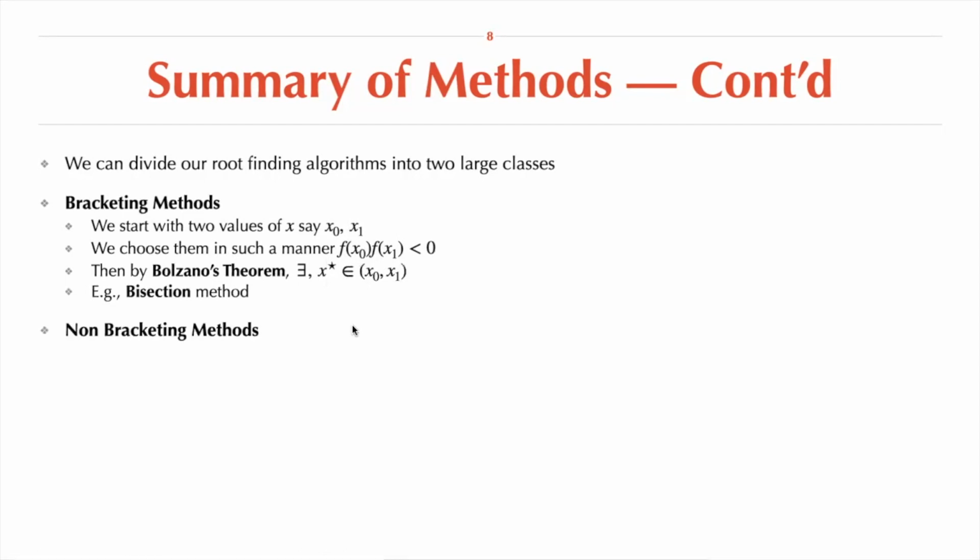The other one is the non-bracketing method. These are known as the open domain methods. Here you will start with just one guess, some guess that you think is close enough to the actual solution. Okay.